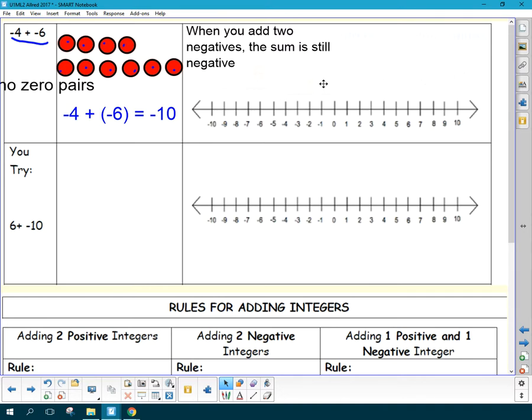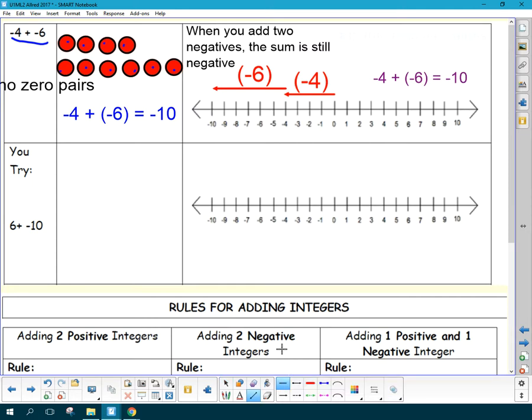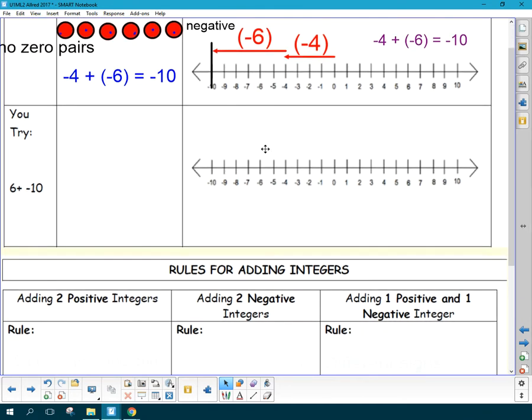So if you start at 0 and you go over -4, and then you start from -4 and you go over -6 more, you're going to end up with -10, just like I just showed you with the chips. End up right here at -10. So all we did there was we added the absolute values. I want you to try this one for me. We're going to see what you get, and then we're going to come up with some rules.